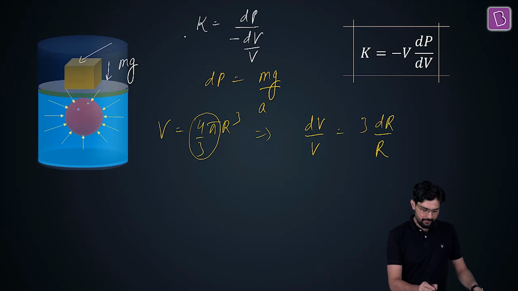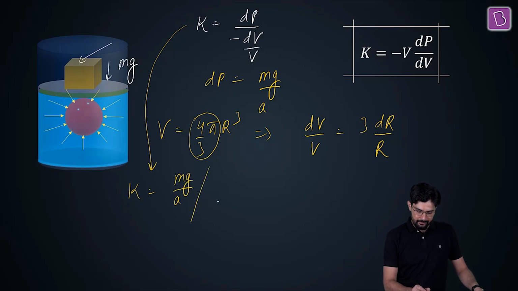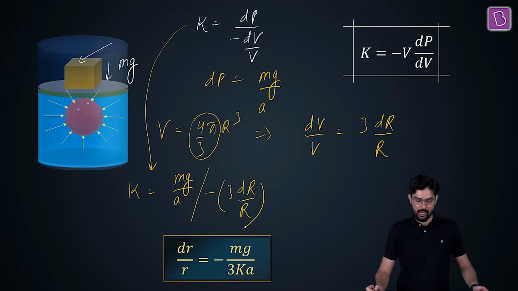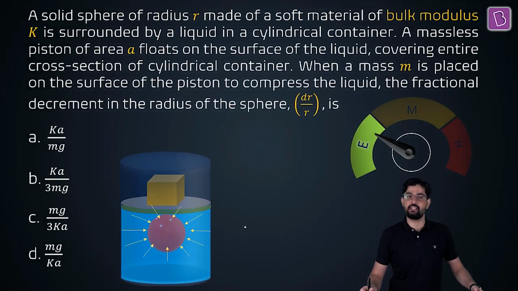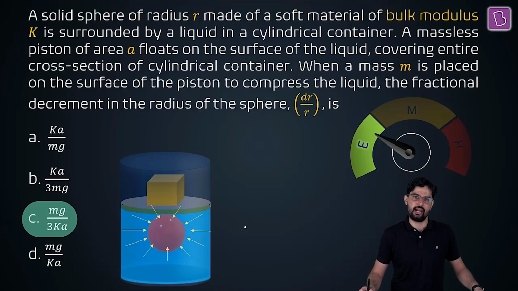So let's put the values here. K is going to be equal to mg divided by A, right? By, and this is dV by V, that is minus 3 dr by r. Correct? And from here you will get dr by r to be equal to minus mg divided by 3 KA. And the magnitude of this, which is asked in the problem, is going to be mg divided by 3 KA. And you can take option C as the right option.